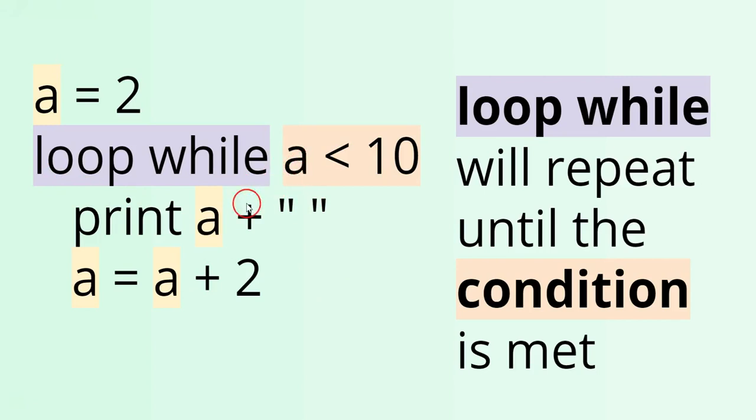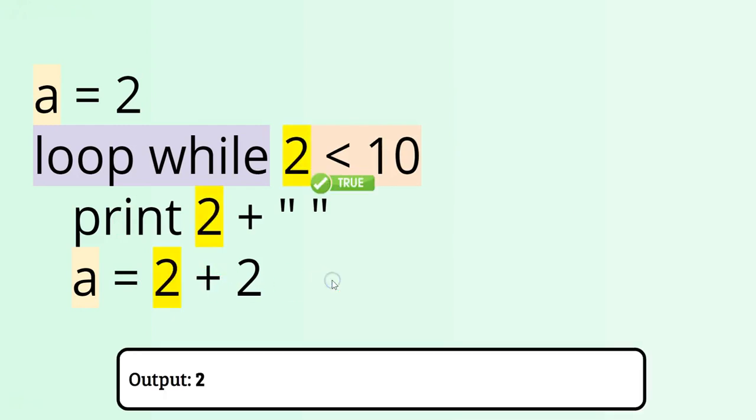A is right here in the condition. A is right here. It says print a, and then it also changes the value of a. Another thing to know is that all of this is inside the while loop. So every time we do this loop, we're going to print a, and we're going to change the value of a. So let's see what happens the first time.